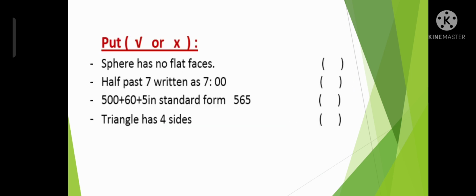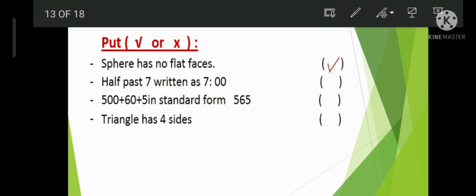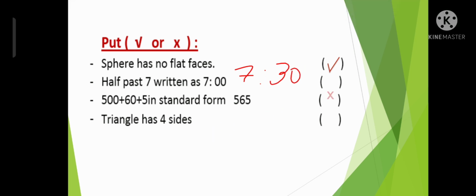Put true or false. Sphere has no flat face? Yes, this sentence is right. 7:30 written as 7 o'clock? No. How can we write 7:30? 7 and 30. So the sentence is false.